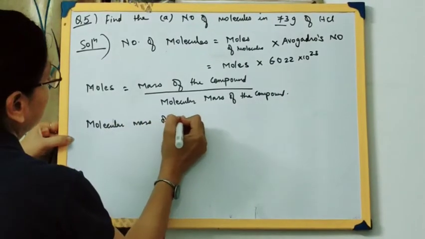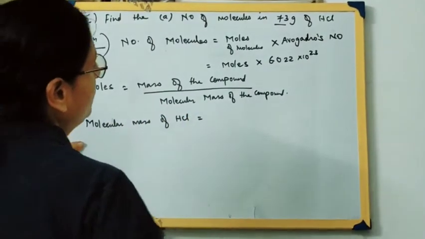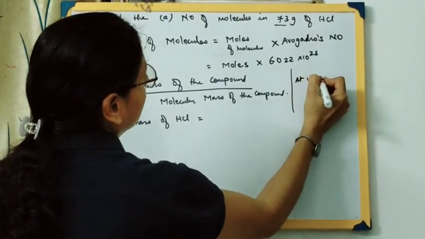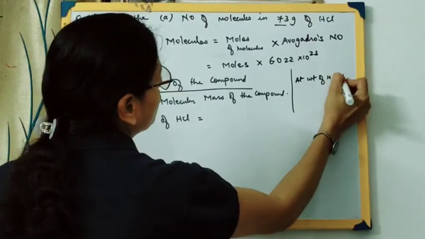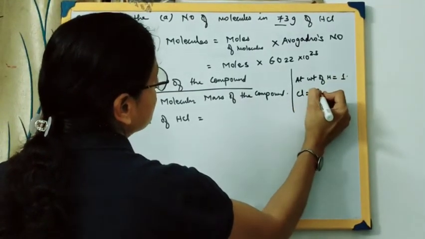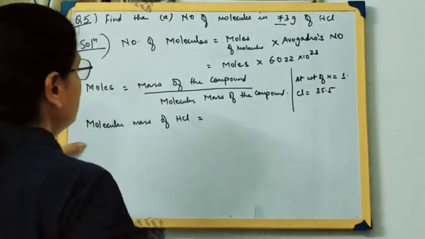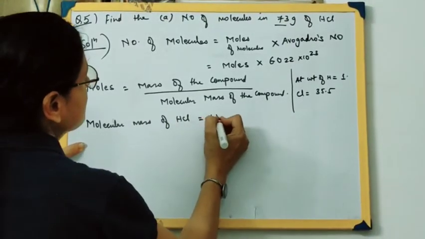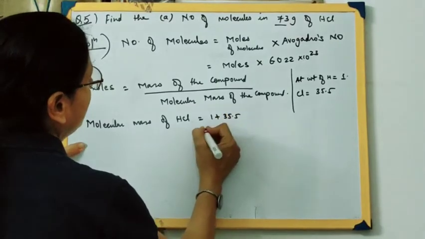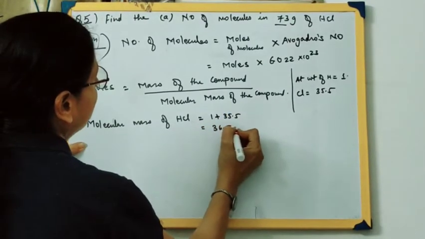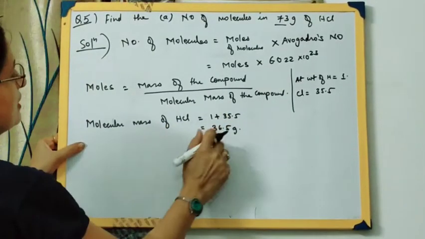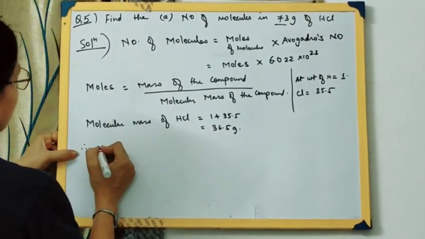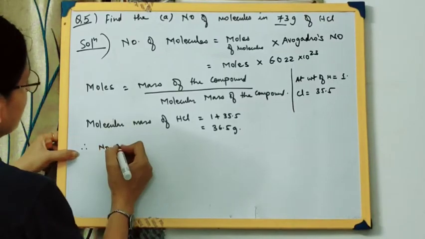of HCl. Now atomic weight of hydrogen is equal to 1 and chlorine is equal to 35.5. So we'll substitute over here, in order to find out the molecular mass, that is 1 plus 35.5. So that will be what? 36.5 grams. That is, molecular mass of HCl is 36.5 grams. So therefore number of moles, or simply moles, you can write down.